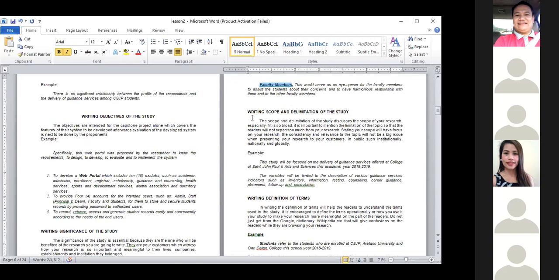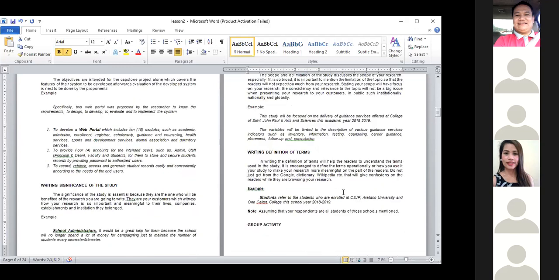Now yung scope, writing scope and delimitation of the study. So you are just mentioning the focus of your study. So i-mention na rin ninyo yung hindi kasama para if ever na magtanong yung mga panelists, so at least you can easily answer them. That variable is not included in your study.